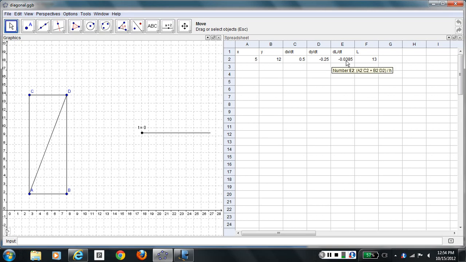Currently, is that what we got? Negative 0.035385. I think that's what we got.